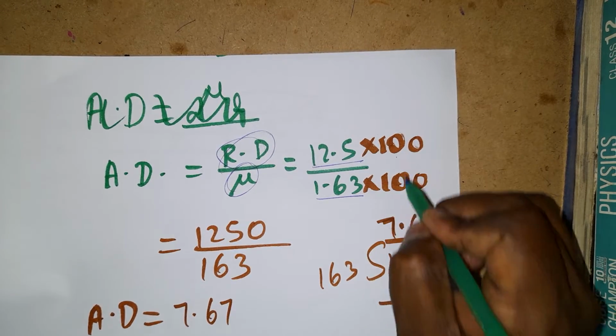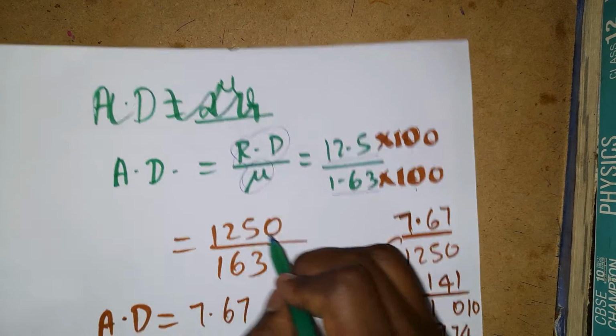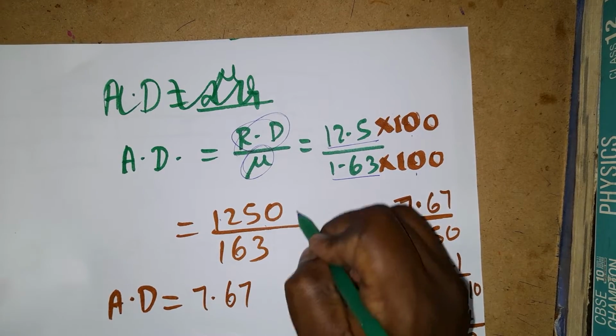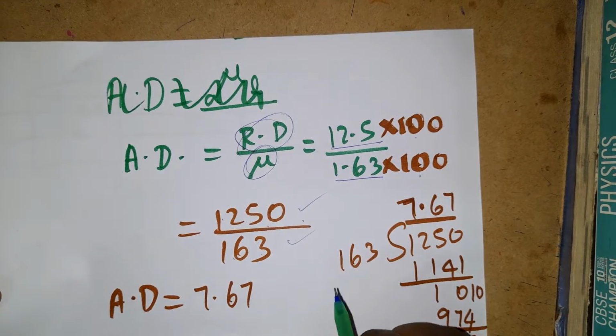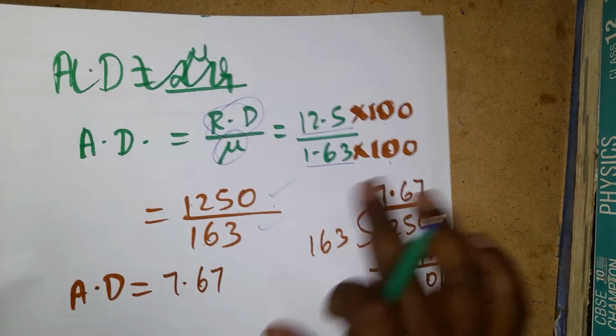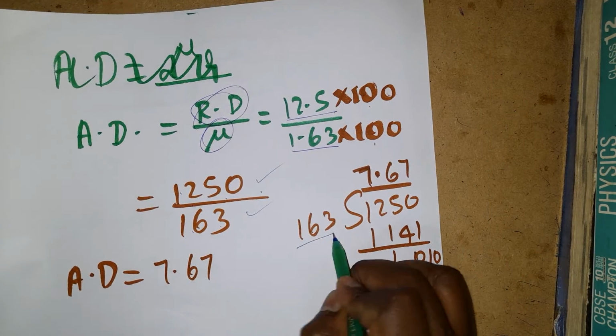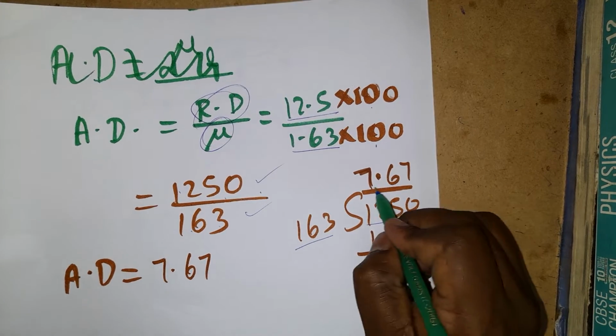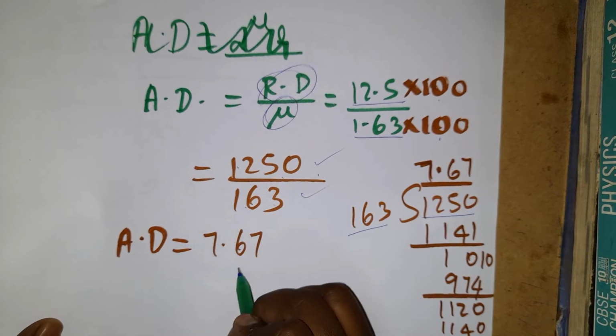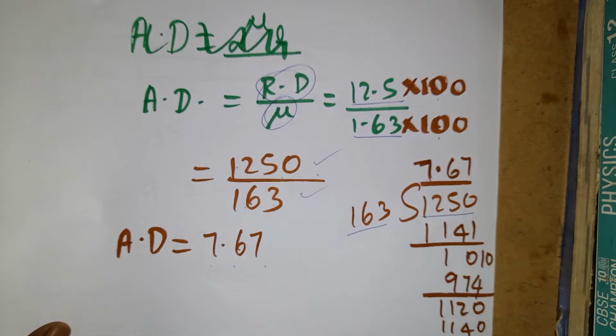I multiply numerator and denominator by 100 to make round numbers. 1250 is the numerator, 163 is the denominator. These two I should divide. Here I am doing the calculation. 1250 divided by 163 will give us 7.67. The apparent depth is going to be 7.67.